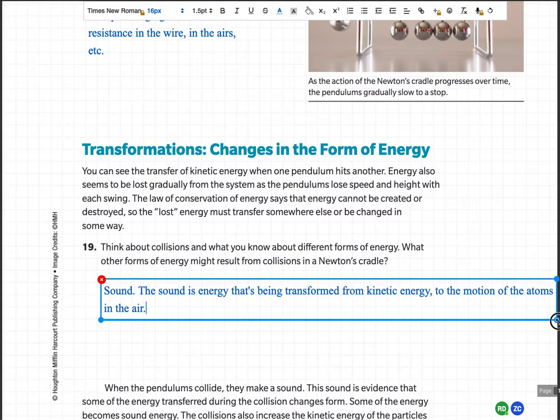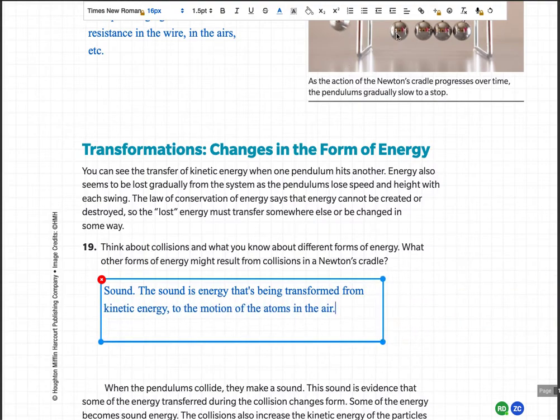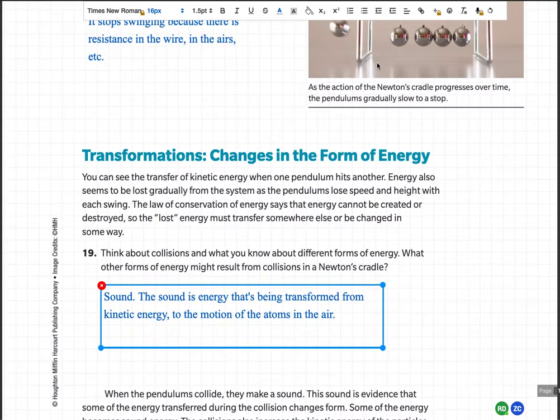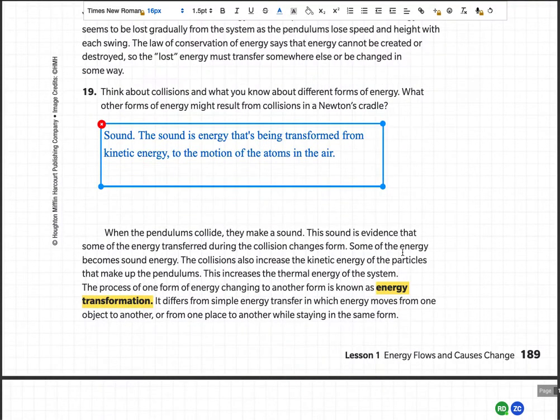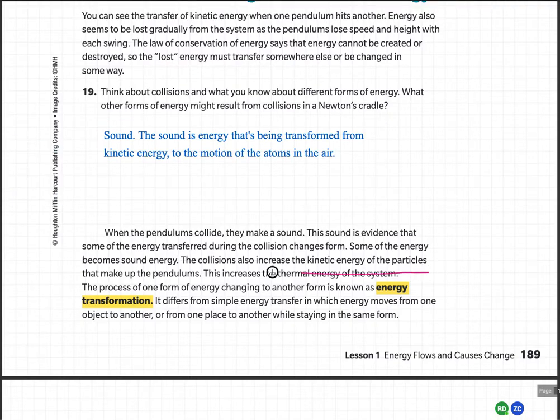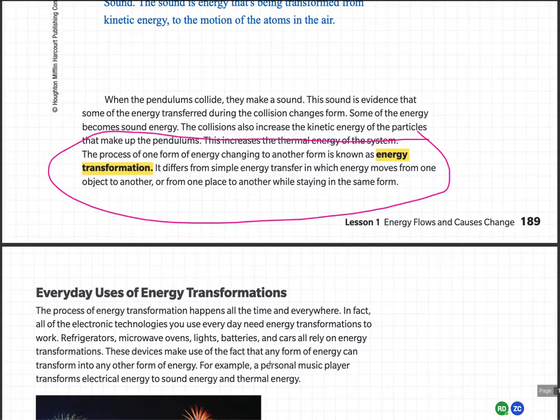What happens is as the metal ball hits the next one, it is quickly pushing lots of atoms out of the way, and it's creating essentially a sound wave, which is a pulse in the air that our ears pick up. So that's a type of energy. That is what we call an energy transformation. There are different types of energy, and whenever energy goes from one thing to the next, we call it an energy transformation.